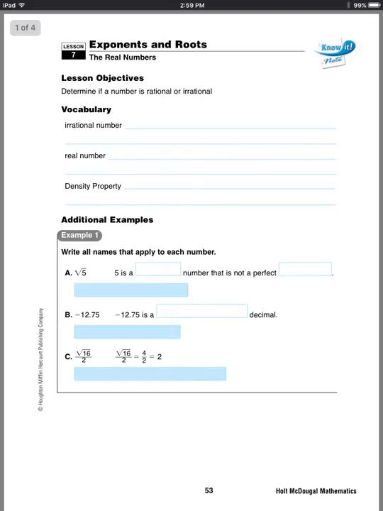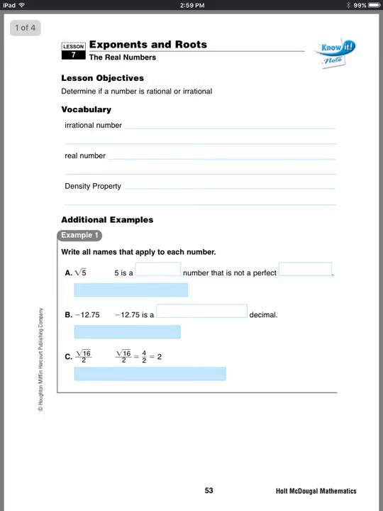And the density property is the property that states that between any two real numbers, there is always another real number. Okay? So, write all the names that apply to each number. You can get a little picture from me that shows examples of every type of number, whether it's rational, irrational, or real, or whole, or counting.